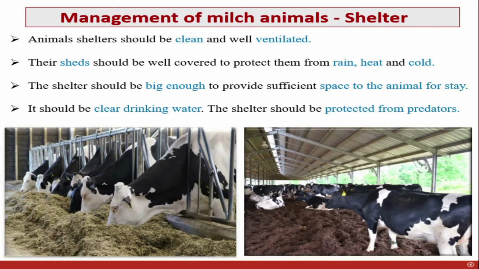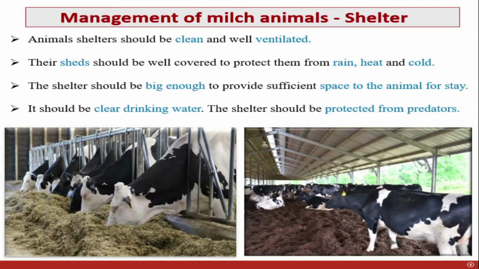The shelter should be big enough. It should be very big because animals need to be comfortable, to provide sufficient space for the animals to stay. It should have clear drinking water. We have to provide very clear drinking water. The shelter should also be protected from predators. Predators are animals that naturally prey on others. So we have to keep the animals safe from predators.